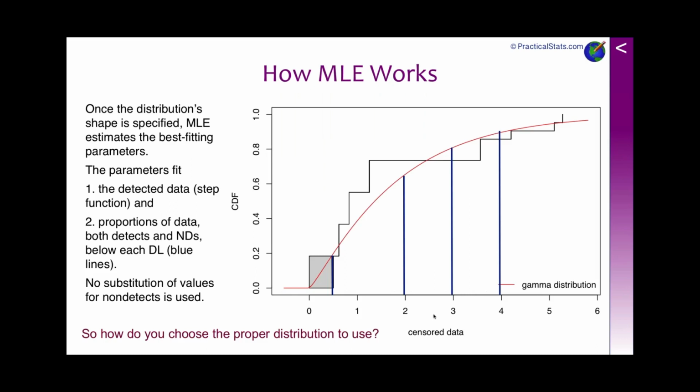And so here is that fit for the gamma distribution, and it's fitting this curve and the parameters for the curve to the step function, the detects that we have. Its step function jumps at each detected value, and then fitting the proportion of data to the left, as shown here, the left of these blue lines, which are the 4 detection limits.